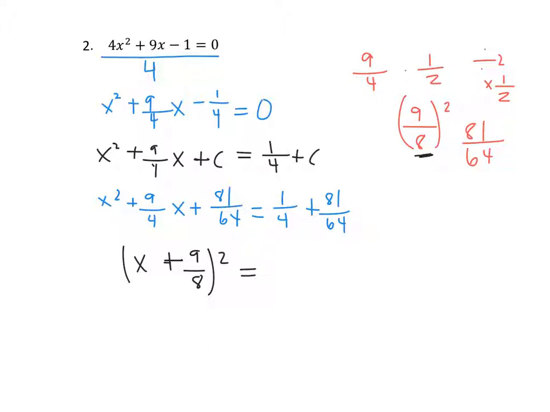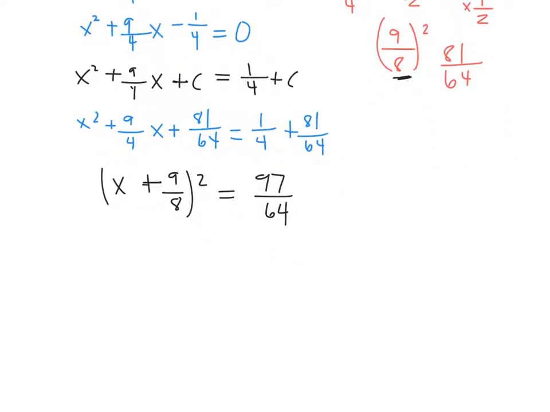If you don't, we'll have to get a common denominator of 4 and 64. That would be 64. But if we add those two up, we get 97/64. Okay? So now we're on the next step of using the square root property, so taking the square root of both sides, because how do you undo something being squared?